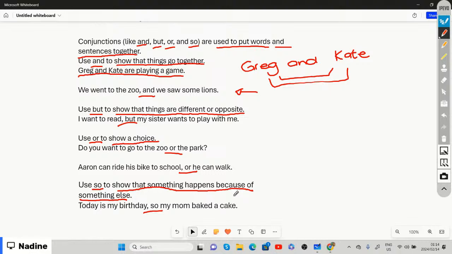And once again, our conjunctions are and, which we use to show that things go together, but to show that things are different or opposite, or is to show the choice. It's either this or that. It's either I'm going here or I'm going there. And so, and that is to show that something happens because of something else.